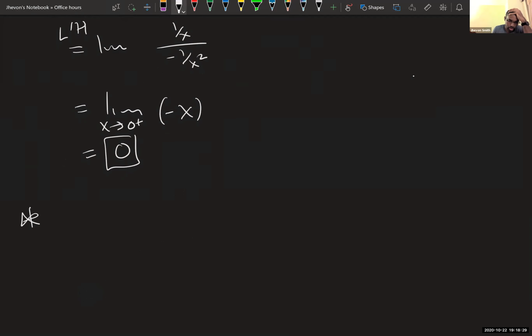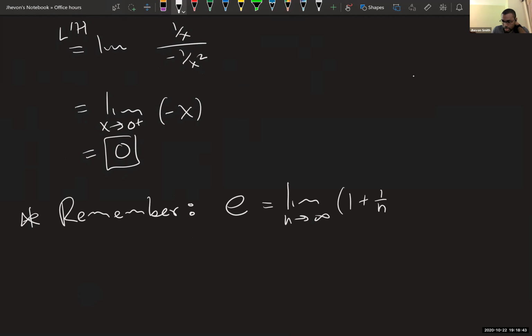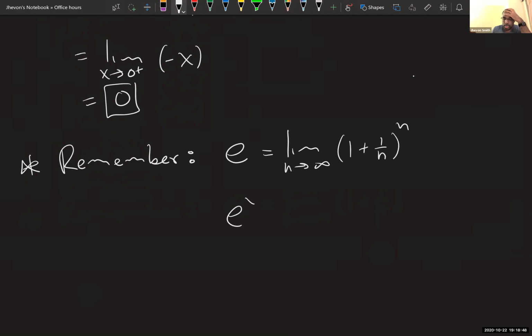I also would expect you to remember how e is defined: the limit as n approaches infinity of 1 plus 1 over n to the n. You should know that that gives you e. And in fact, e to the x is the limit as n approaches infinity of 1 plus x over n to the n. Things like that I would expect you to know. So L'Hopital's rule I expect you to know. I expect you to be able to rewrite indeterminate forms to apply L'Hopital's rule. And I expect you to know what e is as a limit.